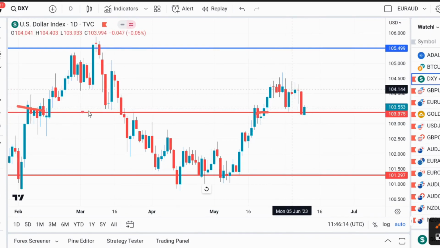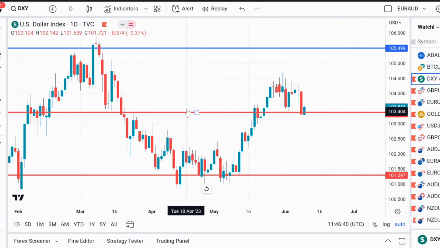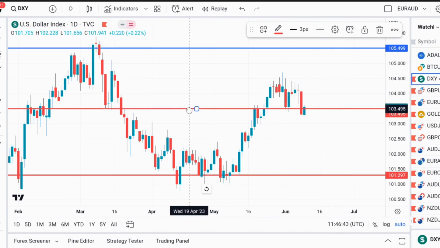So I still think US dollar is still strong. The strength is still there, unless we have a break below this area, then we are coming to 101.297. But for now I still see more potential to the upside in terms of US dollar, if you look at it at this level.